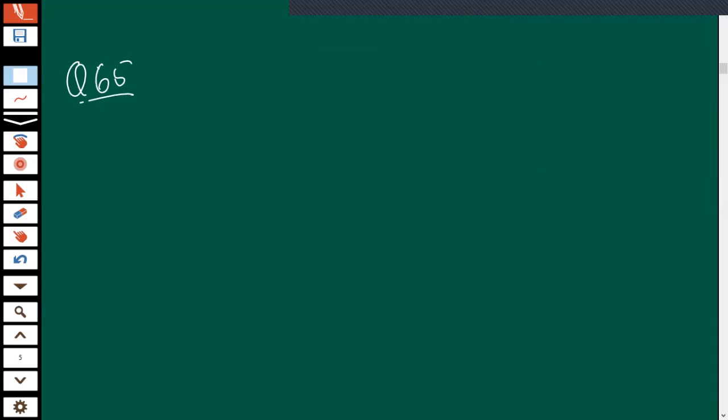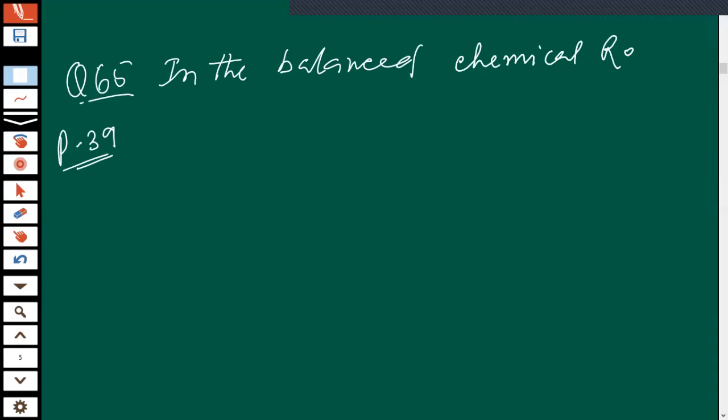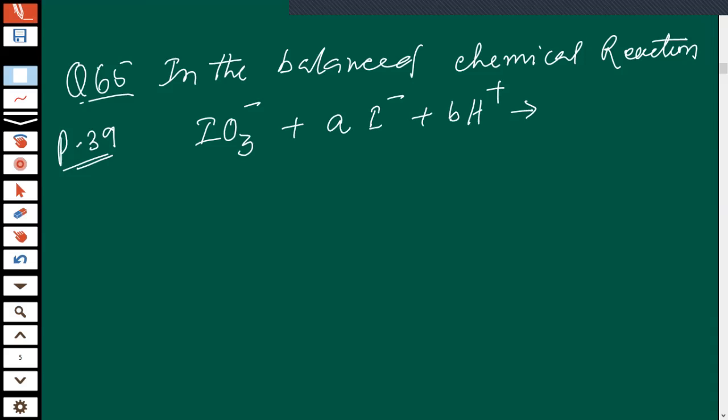Question number 65, page 39. The question is, in the balanced chemical reaction, IO3 minus plus A I minus plus B H plus gives you C water and D I2.